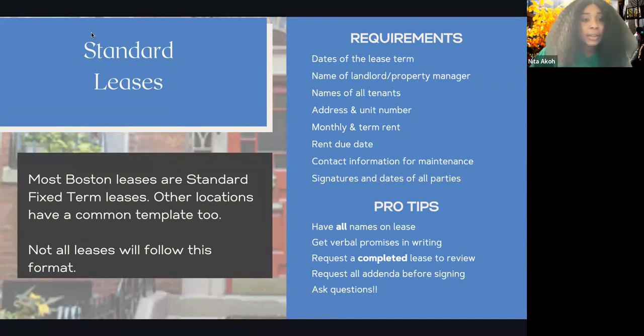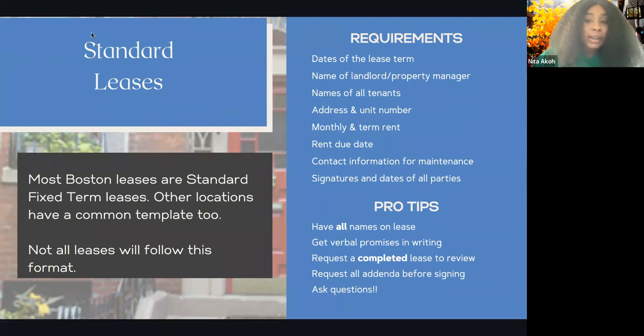Okay, so for the standard leases, most of Boston leases are standard fixed term leases, and other locations definitely have a common template too. Most of the leases will be standard fixed term, but they would not all follow the same format. Some of the requirements are the dates of the lease term, when you're going to move in or move out. You want the name of the landlord and the property manager. If you compare this information with what we're talking to you about scams, you would understand that you definitely want to know the name of the landlord.